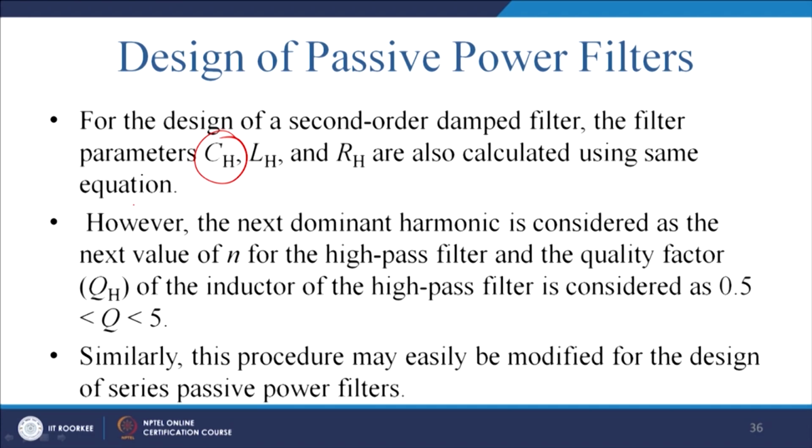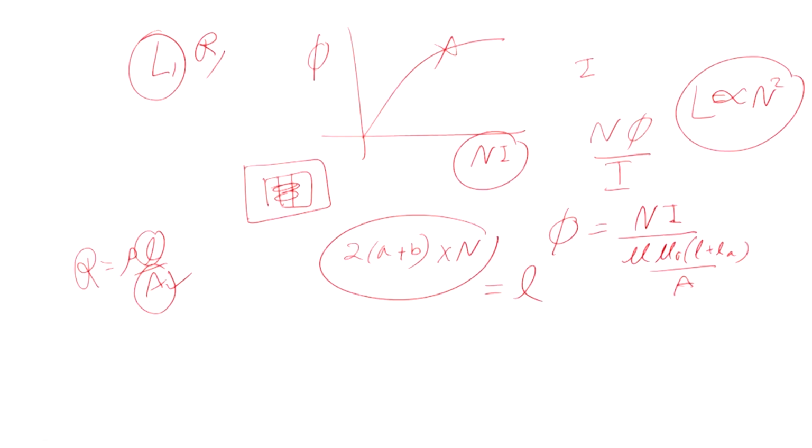Now, that comes to the next point. However, the next dominant harmonic is considered as the next value of n for the high pass filter, and its quality factor QH of the inductor of the high pass filter is considered between these values. So, let us switch over again to the next. You will have a small inductor, a capacitor and a resistance.